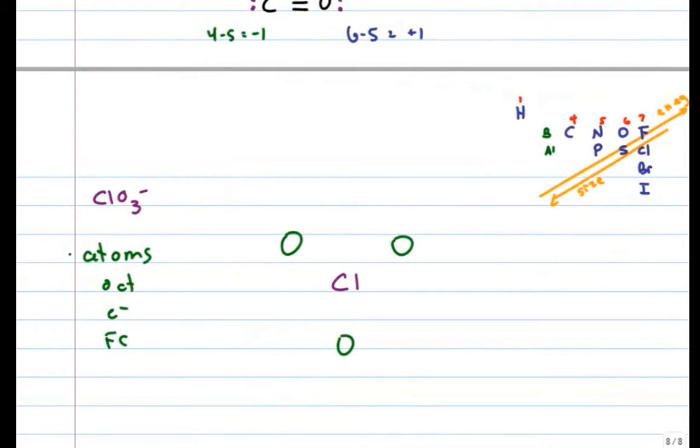So, atoms are good. Let's put in some electrons. We have to complete the octet on oxygen, and oxygen again, and chlorine. Okay, so now we have complete octets. What is wrong though? Let's see how the electrons look.